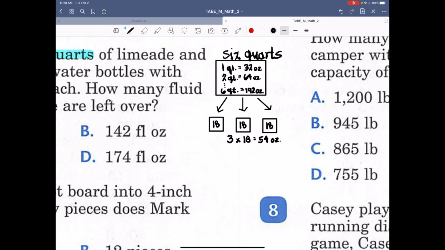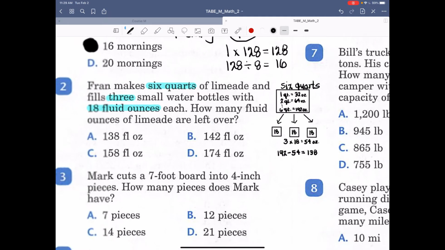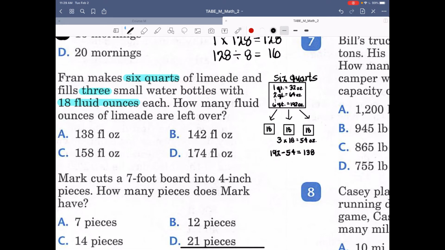So she took the 192 ounces and she took out 54 of them. Remember, it said leftover, so this makes sense to me. I think 138 ounces are left. So I am liking A on this one.